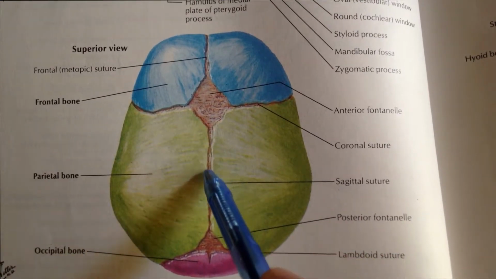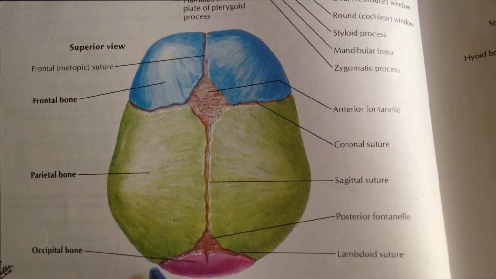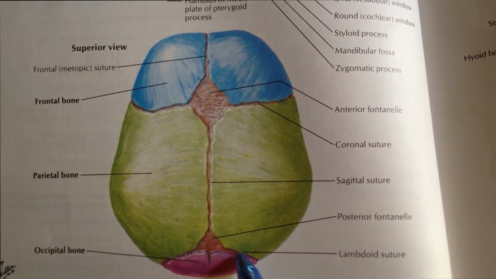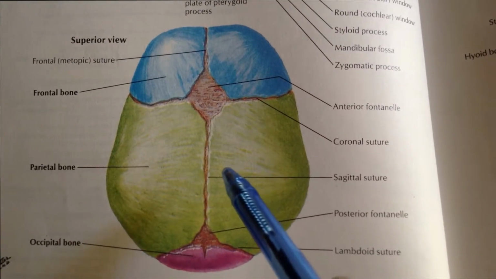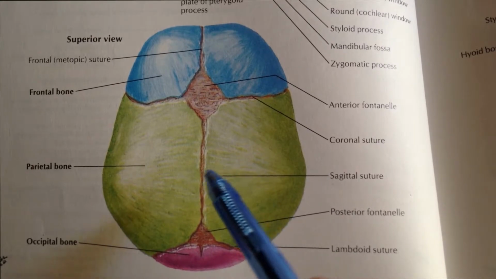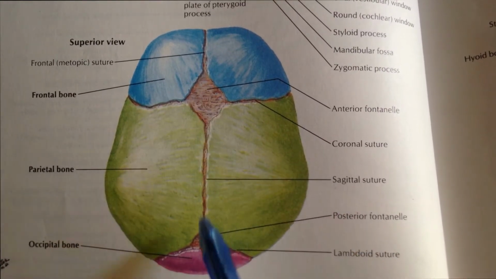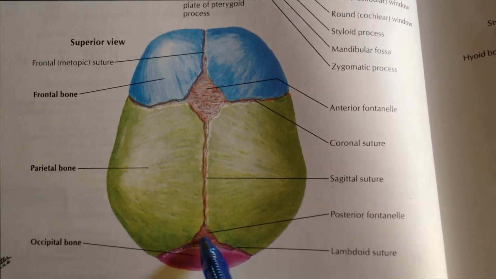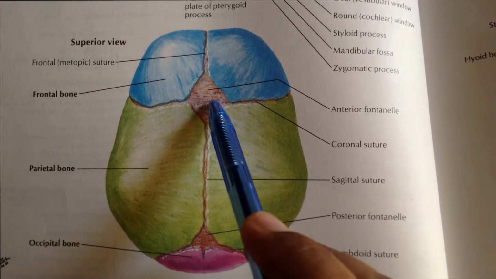And the suture between two parietal bones is called the sagittal suture, and the suture on the posterior side is called the lambdoidal suture. Then there are fontanelles, anterior fontanelle and posterior fontanelle, and the fontanelles are at the junction of the various sutures.